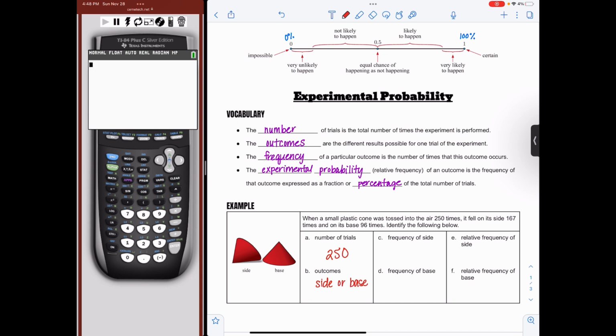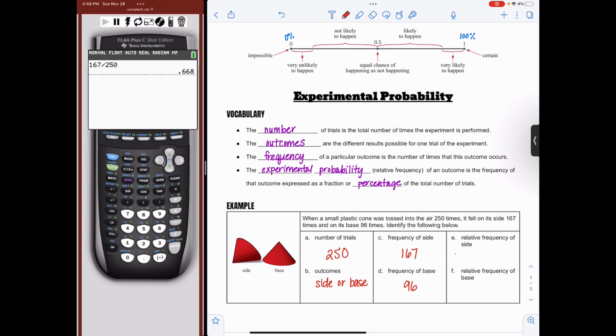The frequency of the number of times that it landed on its side was 167 times. The frequency of the number of times it landed on its base was 96 times. So now when it says the relative frequency of the side, what that means is that you want to find the percentage or the experimental probability, or just the probability that it is going to land on a side. So it landed on a side 167 times out of 250 times. So we can express this as a simplified fraction, or we can express it as a decimal or percentage.